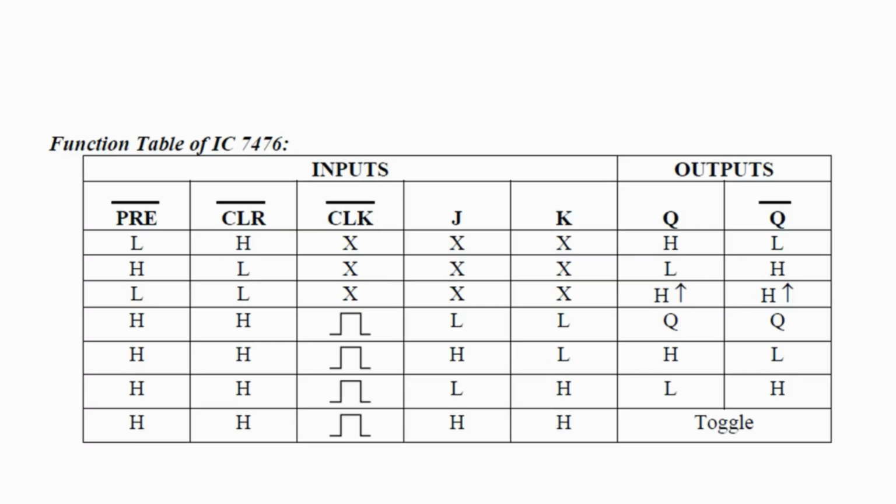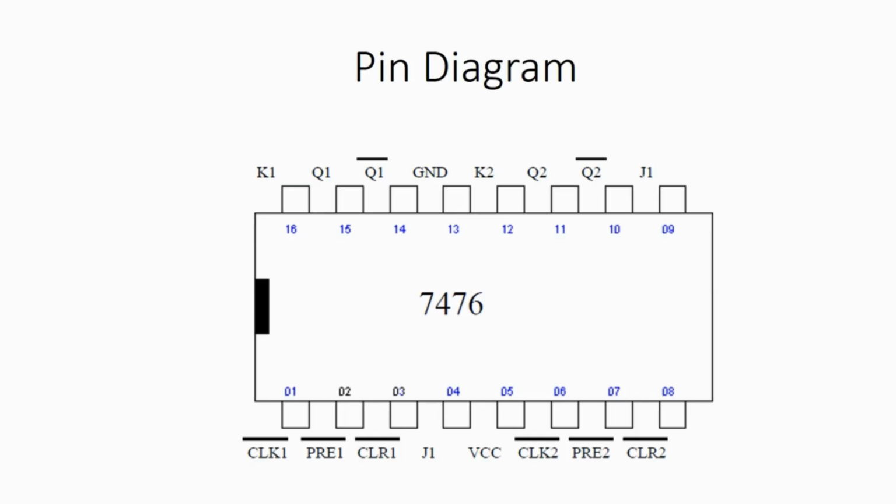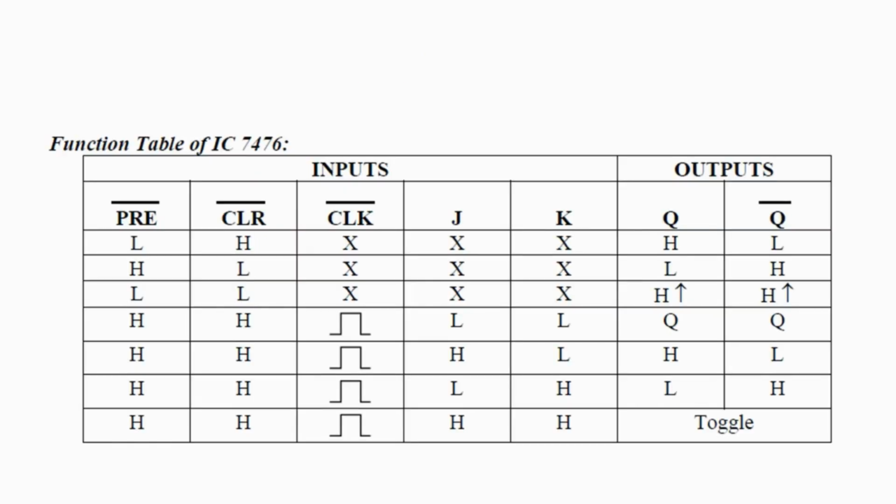Now with the help of the JK flip-flop, the master-slave flip-flop has to be realized. This is the function table of the 7476 flip-flop. For the normal operation, the preset and clear inputs of 7476 should be held high, because preset and clear are active low signals. Active low signals means if logic 0 is provided as an input, those signals will become active. If logic 1 is given to them, they will become inactive. So for normal operation, their values should be high. For other operations, their values should be kept low.